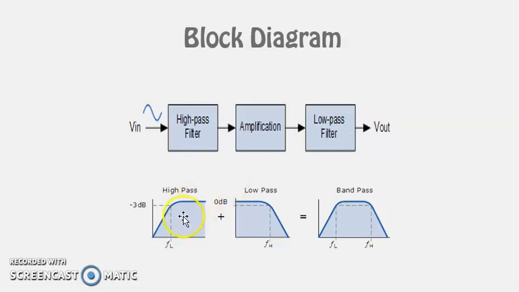The responses for high pass, low pass, and correspondingly band pass filters are given. This response is related to the high pass filter, that is, we are getting the gain at higher frequency. This is the gain versus frequency response of the high pass filter. When it is cascaded with a low pass filter, whose response has high gain at lower frequencies, resultantly we'll get a band pass filter.